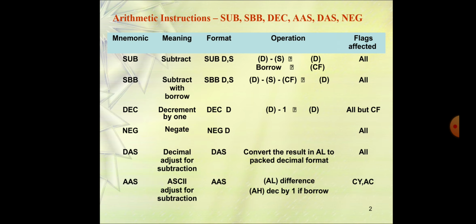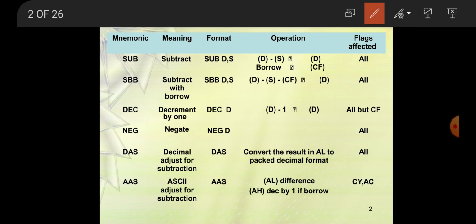So what are the different instructions in the addition? Now we are going to learn this slide, that is nothing but the subtract instructions. First, the SUB instruction, mnemonic is SUB, and it is used for subtraction. Format is SUB d, s, and it subtracts s from d. If we generate a carry, it is shown in the carry flag, and all flags are affected.